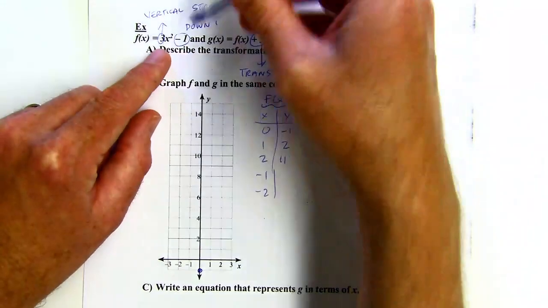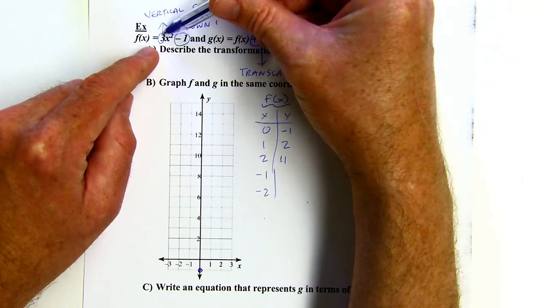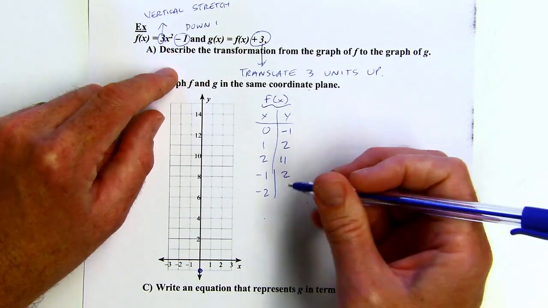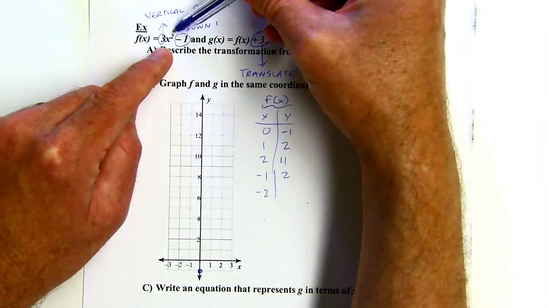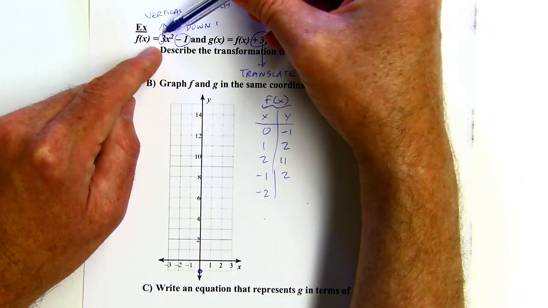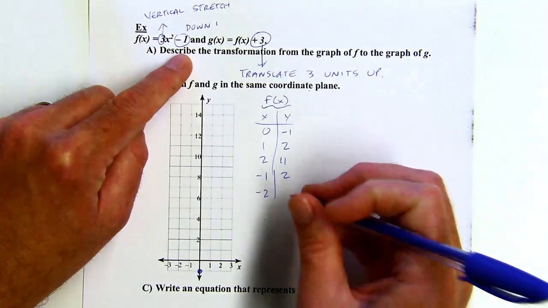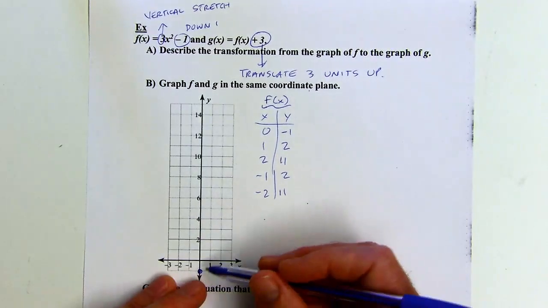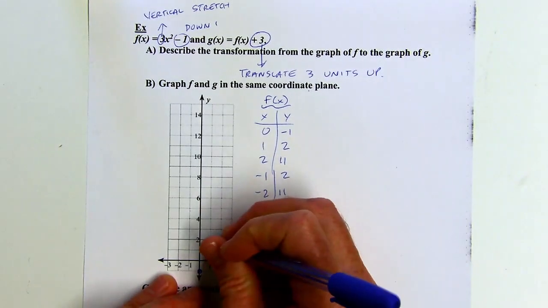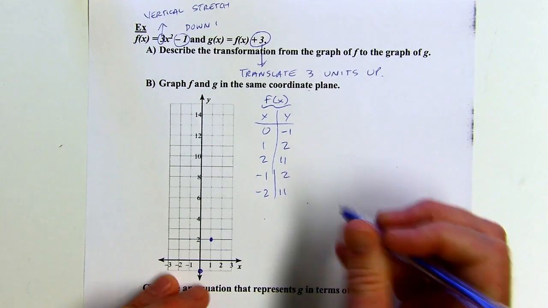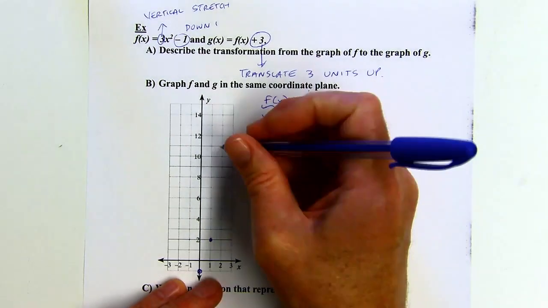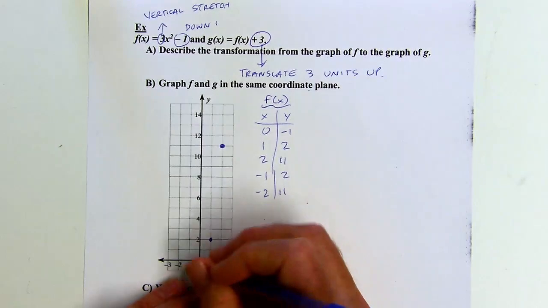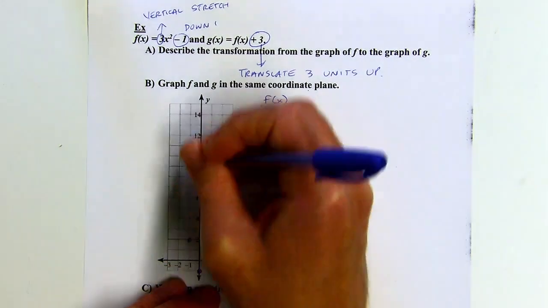When I plug in a -1, -1 squared is 1. Multiply that by 3 is 3. And then subtract 1 is 2. And when I plug in -2, -2 squared is 4. 4 times 3 is 12. Subtract 1 from that, 11. Okay? So let's try plotting this. We've got 0, -1. I already put that there. 1, 2 is right here. And then 2, 11 is going to be right here. -1, 2, and -2, 11.